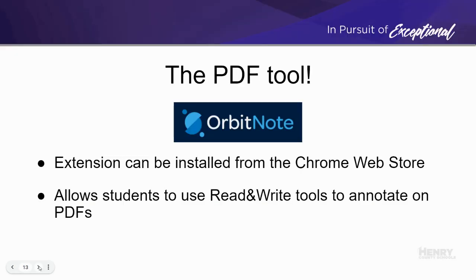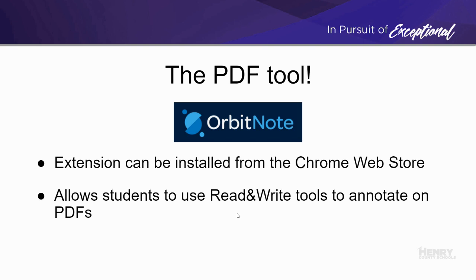The PDF tool that is available through the company that produces Read&Write is called OrbitNote. It is a separate extension that has to be installed on the computer, and it can be installed from the Chrome Web Store. But this is the tool that allows you to use the features that we've just reviewed on a PDF. And if you're not familiar with what a PDF is, in layman's terms, it's just going to be a document that you have opened or pulled up on your computer that is not accessible. It's just a picture on a screen.